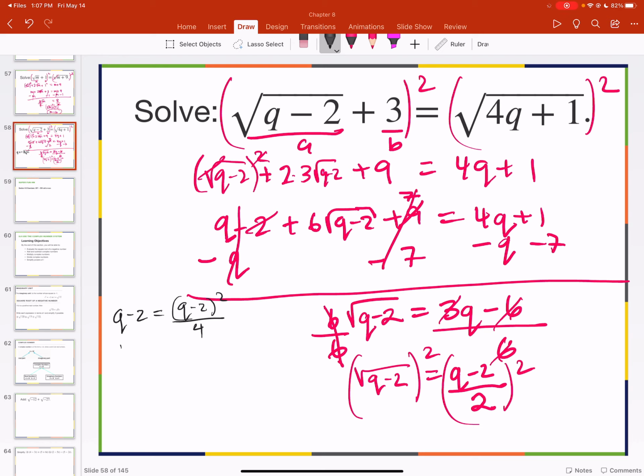So then q minus 2 is equal to, let's see, q squared minus 2 times 2q, so that's 4q. I'm running out of space, so I'm just going to use the properties, and I'm going to say them out loud. Plus 4 divided by 4. So then plus 2 minus q, plus 2 minus q.